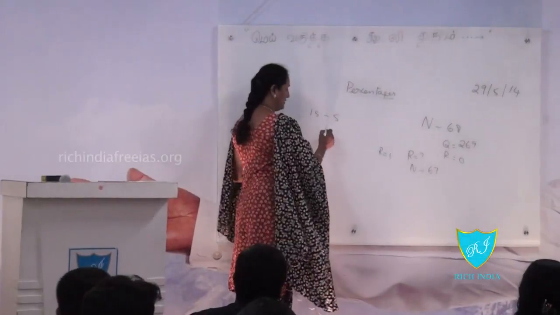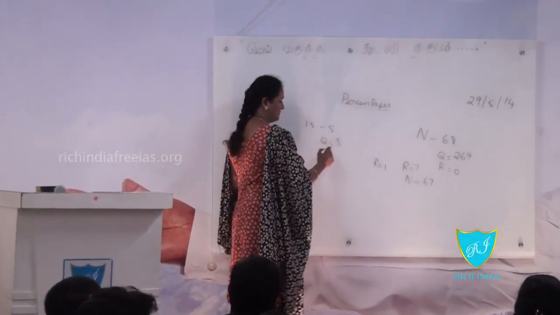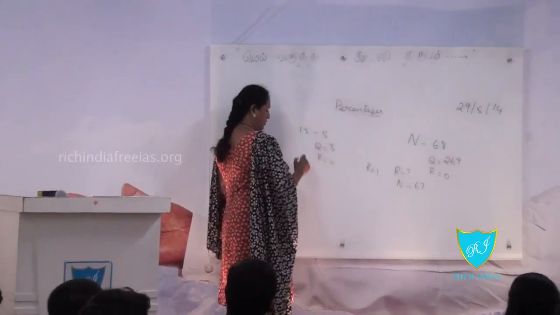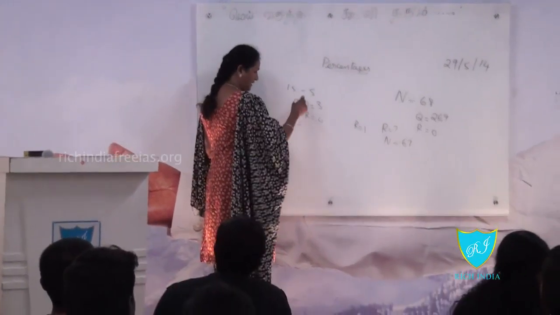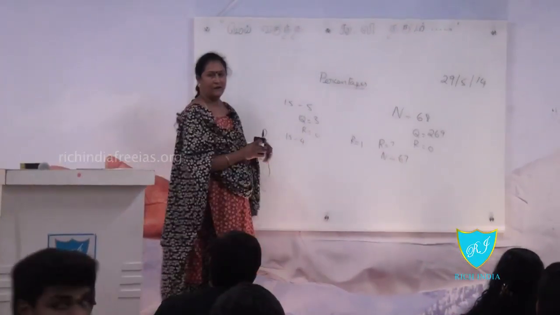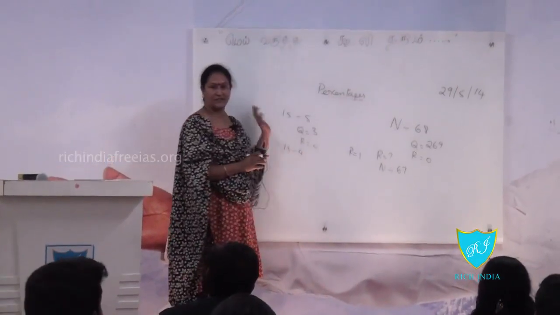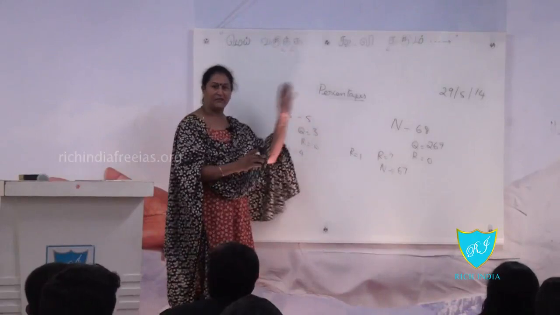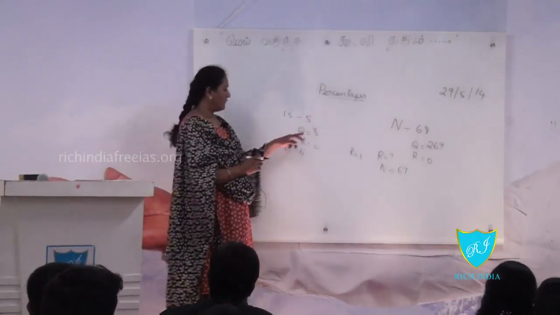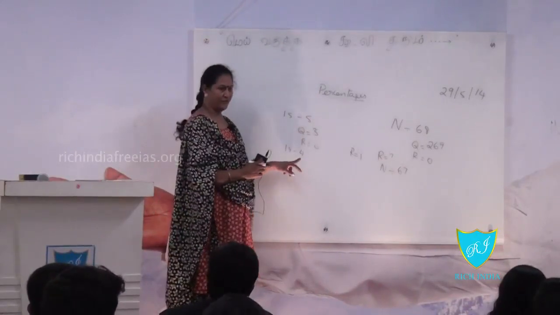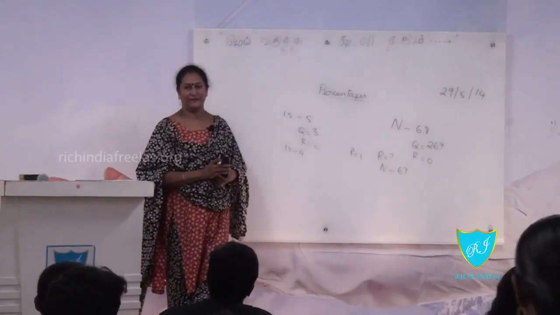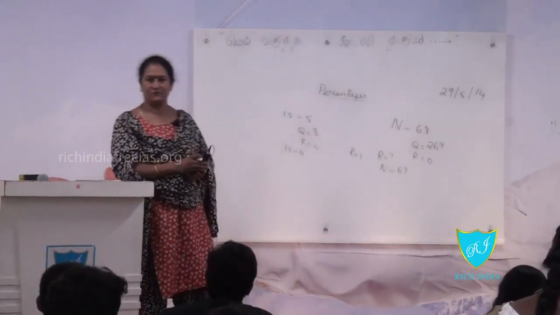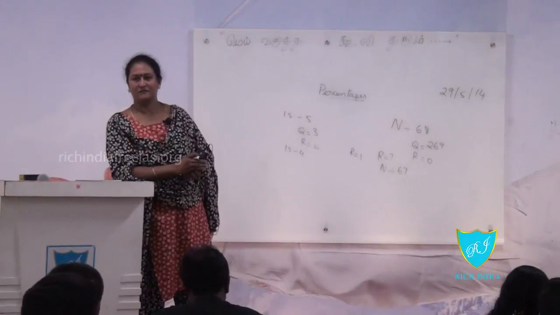3. Remainder is 0. And what will be the remainder when you divide this number by 4? So this quotient is lesser than 4, so the remainder will be 3 itself. Or if it is more, you divide the quotient by 4, that will give you the remainder. Okay.